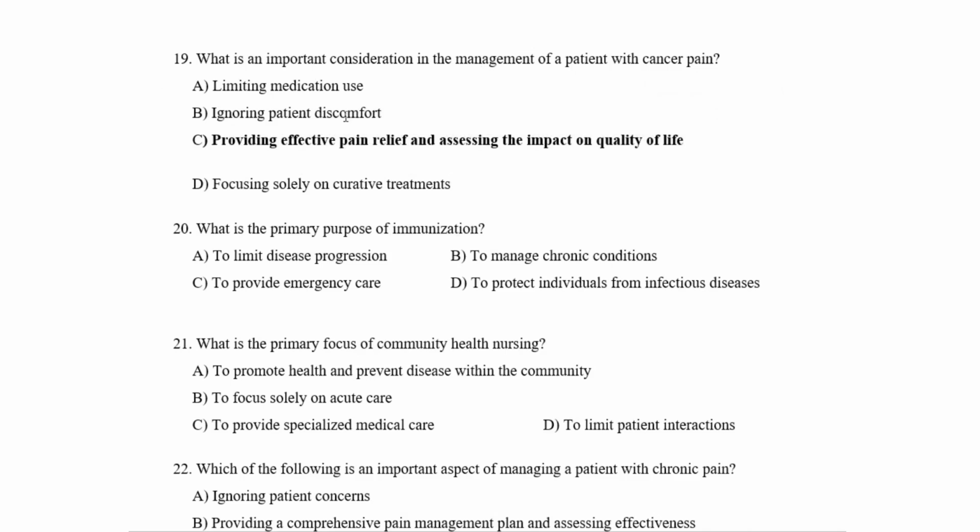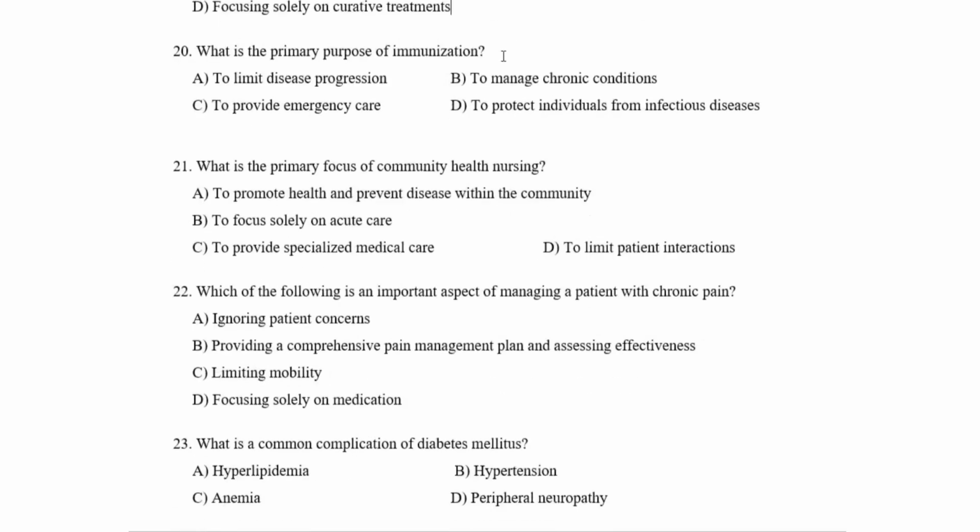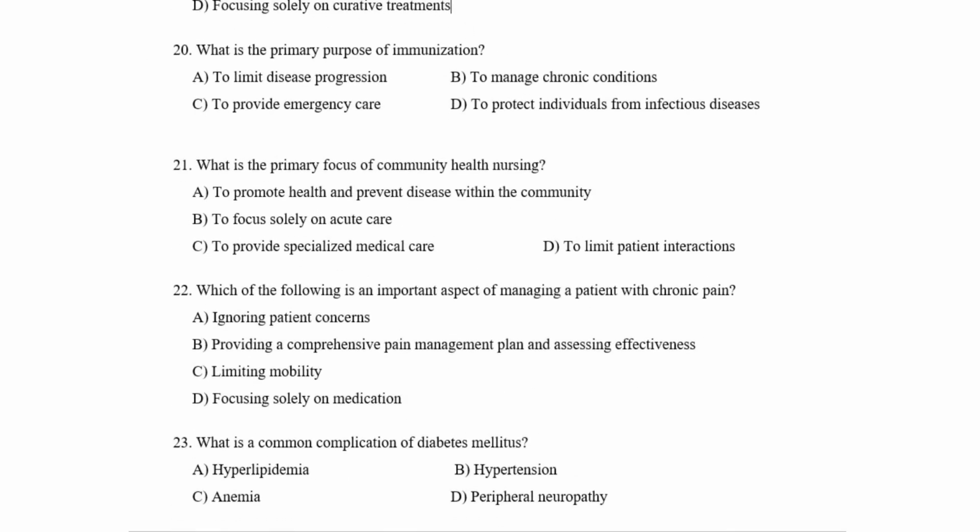Well, त्यसै गरी हामी क्वेश्चन नम्बर 20 मा हेरौँ त. What is the primary purpose of immunization? Option A, to limit disease progression. Option B, to manage chronic condition. Option C, to provide emergency care. Option D, to protect individuals from infectious disease. इसको सही उत्तर हो ऑप्शन डी, to protect individuals from infectious disease.